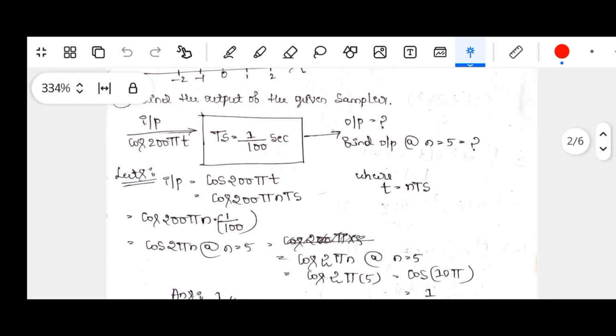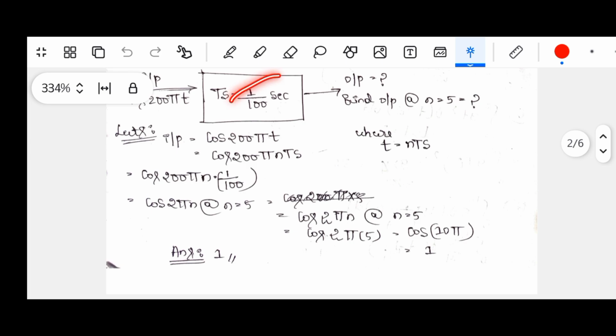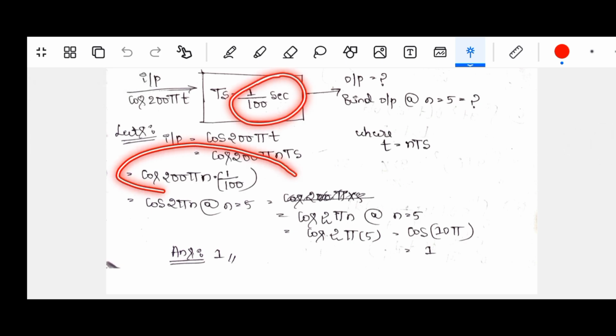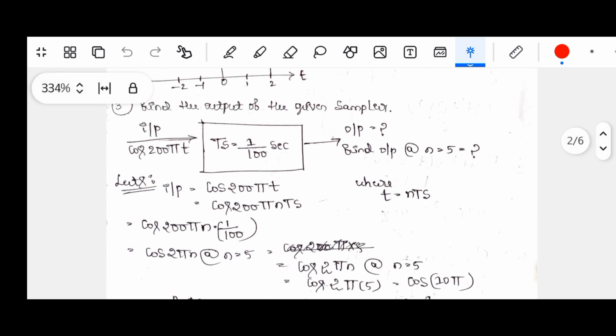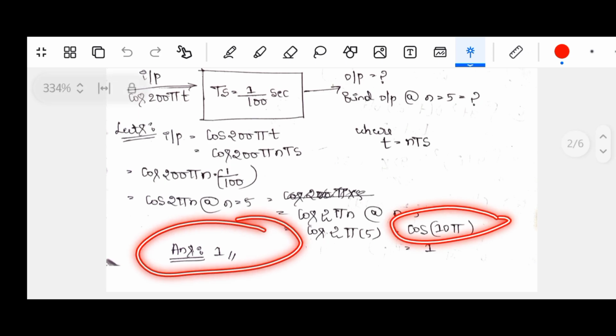Next, find out the output of the given sampler. It is similar to the above question, where the input is cos 200 pi t. Put t is equal to nTs, cos 200 pi nTs. Substitute Ts as 1 by 100, cos 200 pi into 1 by 100. Then what they have asked in the question is to find out at n is equal to 5. So cos 2 pi n at n is equal to 5 means take cos 2 pi and in place of n substitute 5. Cos 2 into 5 into pi will be 10 pi. So cos 10 pi. So the answer will be 1.